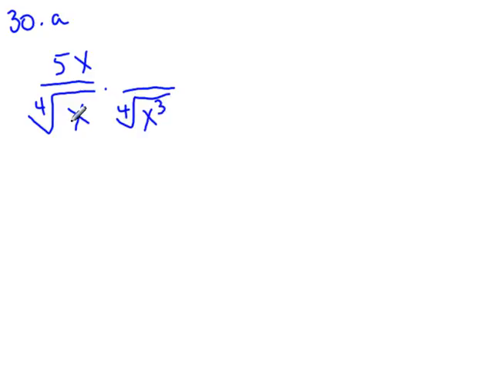cubed, because when I multiply those, now I have 4 x's, and of course whatever I multiply the denominator by, I have to multiply the numerator by in order to only be multiplying by 1, which doesn't change the value because anything over itself, of course, is 1. So in the numerator I have 5x times the fourth root of x cubed.